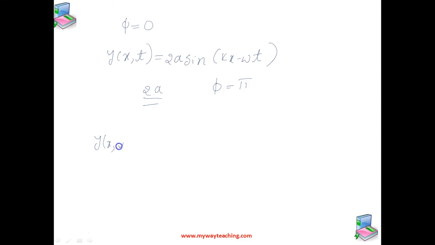This y(x, t) equal to 0 refers to the complete destructive interference of the two waves. The equation that we studied now, 2a sin kx when the phase is 0, is the example of constructive interference, when the amplitudes add up in the resultant wave, and this is the example of destructive interference when the amplitudes subtract out in the resultant wave.